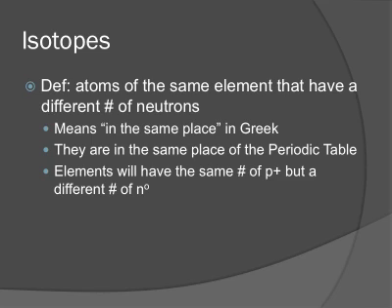Which leads us to what an isotope is. Does anyone remember what an ion is from last unit? An atom with a different charge, right? It had to lose or gain electrons. Well, an isotope is an atom of the same element that has a different number of neutrons. In Greek, isotope means in the same place. So they're the same place on the periodic table. They just have a different number of neutrons. Elements will have the same number of protons, but they go through various processes to possibly change the number of neutrons.